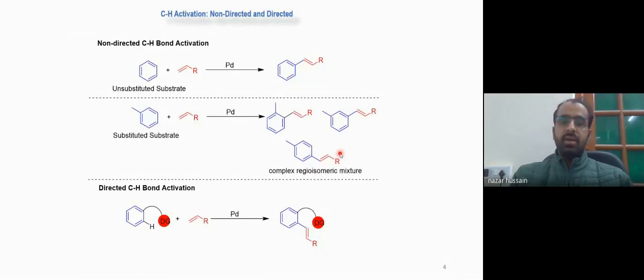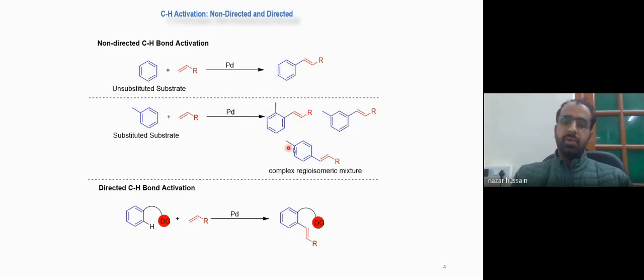CH activation reactions can be directed or non-directed. In non-directed CH bond activations, like in arenes where all the CH bonds are equivalent, or equally reactive, only one CH bond reacts with the other coupling partner to form this C-C linkage. But in some substrates, like toluene, the methyl group has some influence on the ring. In this case, the CH bonds at ortho, para, and meta have different reactivity, so there is a possibility of formation of different regioisomers.